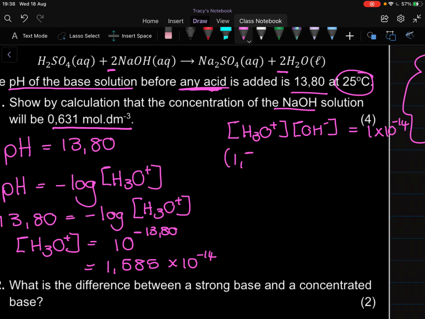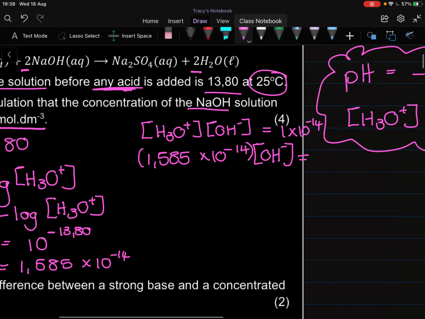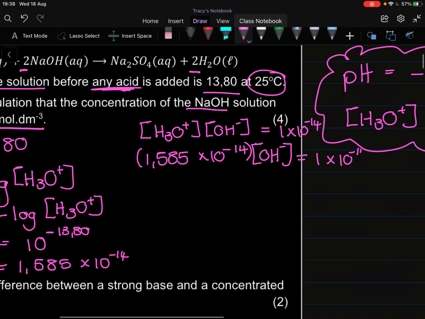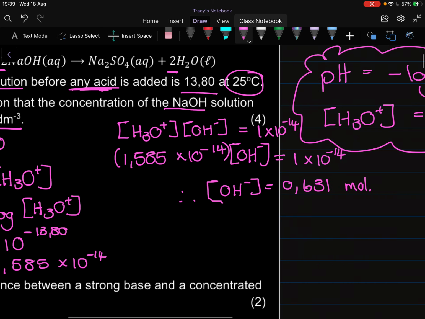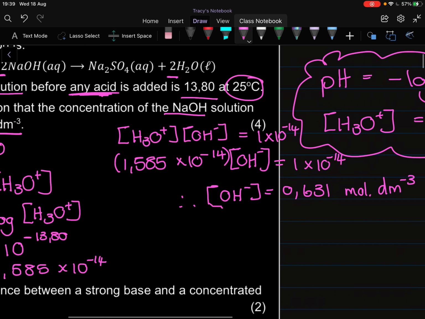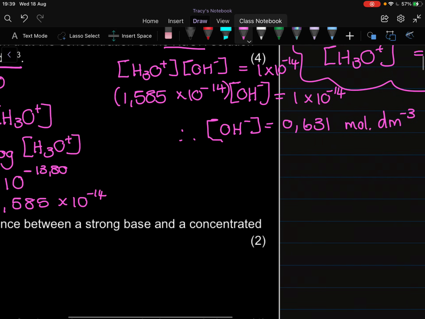So that means this is 1,585 times 10 to the minus 14 times the OH minus concentration, and that's equal to 1 times 10 to the minus 14. We're going to divide both sides by 1,585 times 10 to the minus 14. So that means that my OH minus concentration is 0.631. Now, of course, at this point, you're going, but we still don't have the NaOH concentration. Actually, we do.